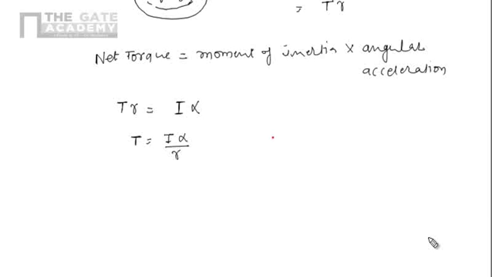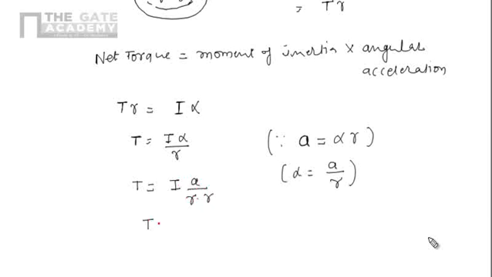So now we know the relationship between linear acceleration and angular acceleration. So in place of alpha, I can write A by R. So T equals I A by R square. So this one is the expression of T in terms of I, A and R.